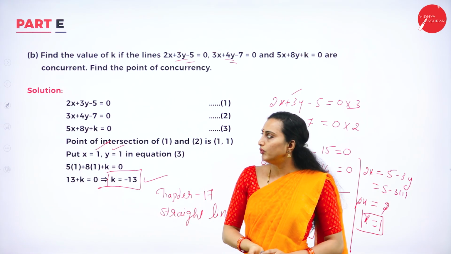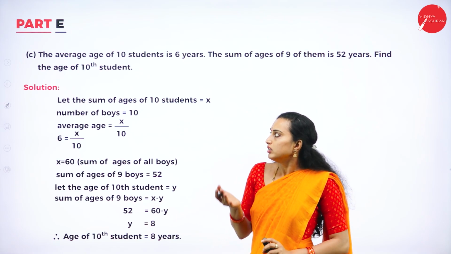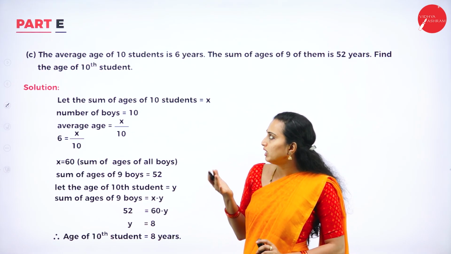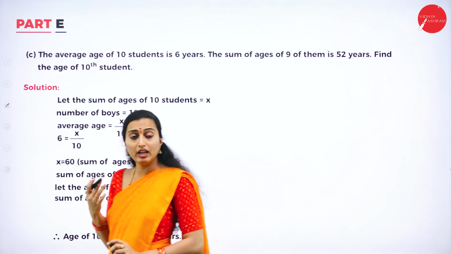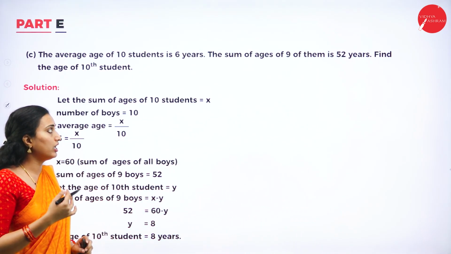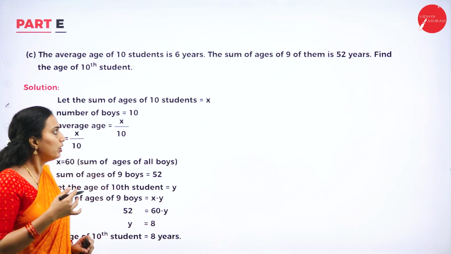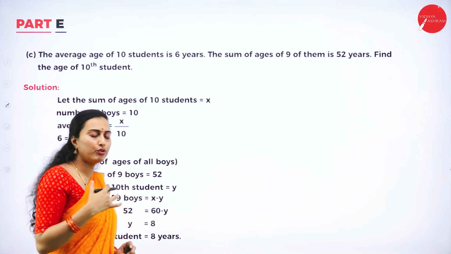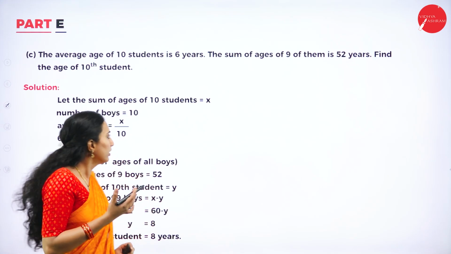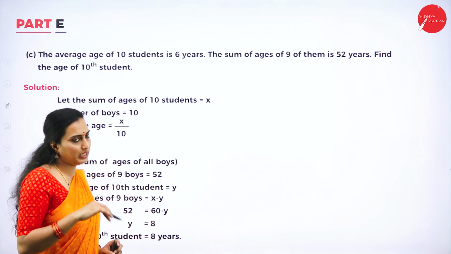Okay. So we'll move on to the next question. Option C of 65th one: the average age of 10 students is 6 years, and the sum of the ages of 9 of them is 52 years. Find the age of the 10th student. Here I'm going to take student as a boy, or you can take it as a girl or a student itself.